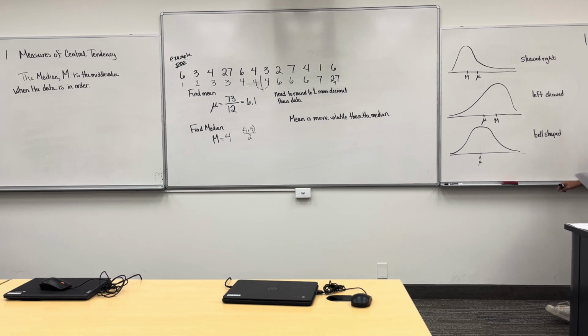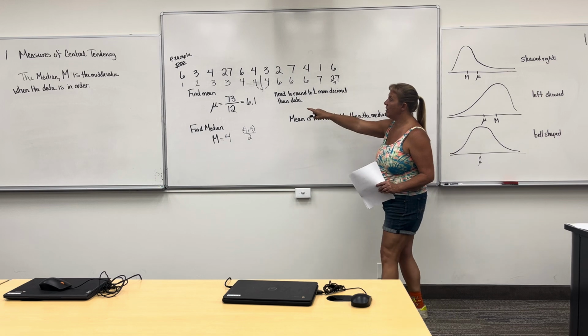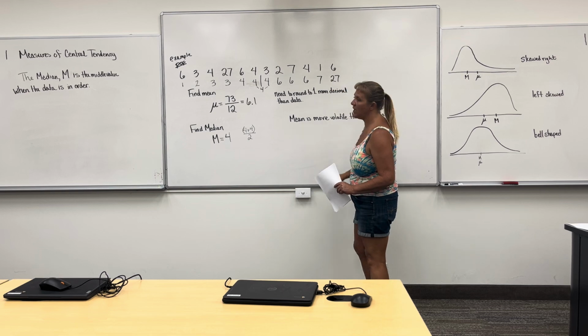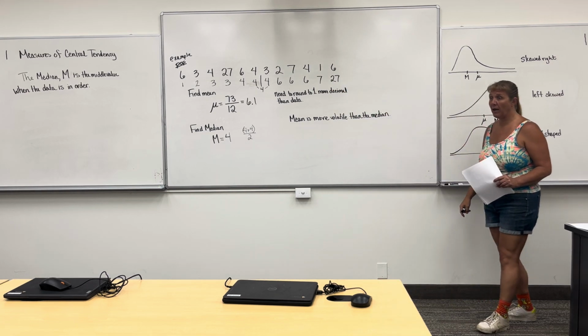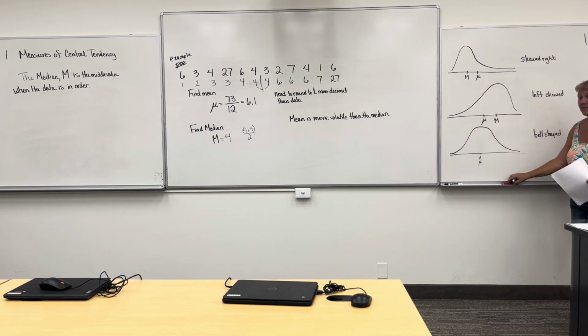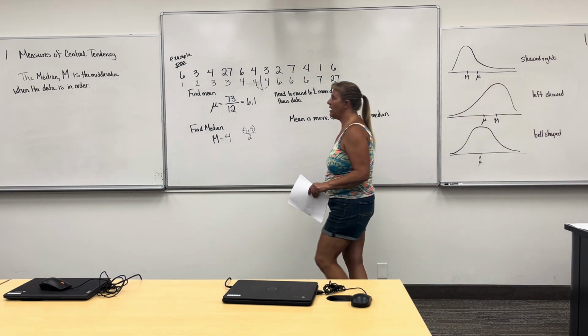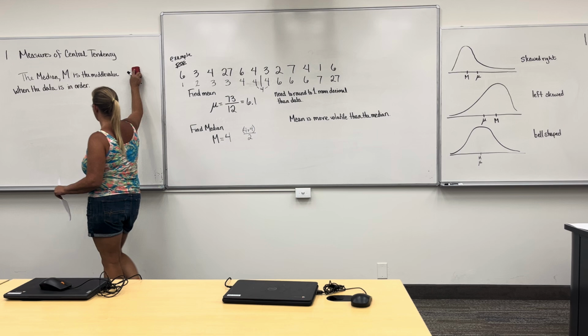All right, so we said that the mean is higher because of this 27 value. We don't get to just get rid of him. We have to keep him because he's there. He might be a mistake, but he's there, so we'll use him. All right, and then we're moving on to the next one. So we've done the mean and the median, and now we've got the mode.